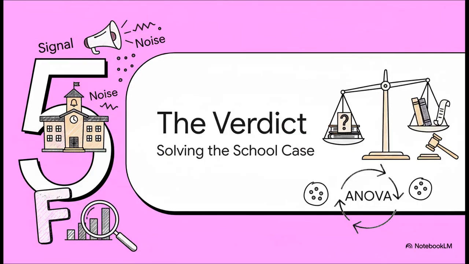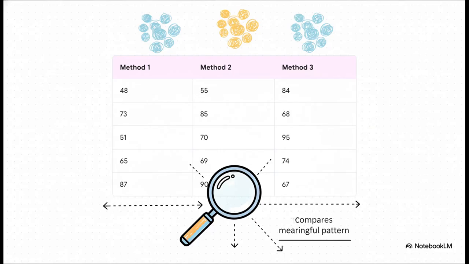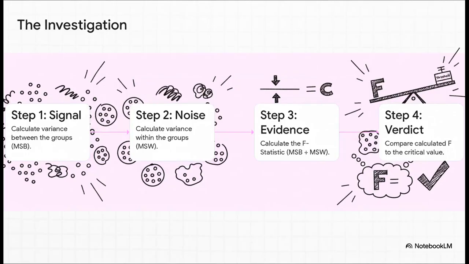Okay, theory is awesome, but let's get our hands dirty. Let's go back to our school district. Now that we understand the whole idea of signal, noise, and the F-statistic, we're ready to look at the actual evidence and solve this case. Here it is, the raw data straight from the case file. We've got 15 students with 5 in each of the 3 teaching methods. And you can see the scores are kind of all over the place. Our job is to figure out if there's a meaningful pattern hiding in here, or if it's just a bunch of random scatter.